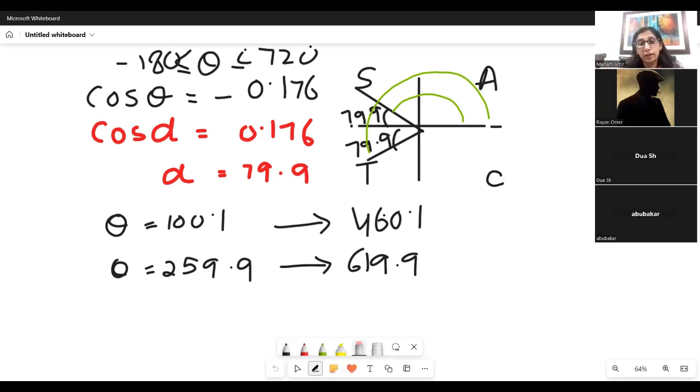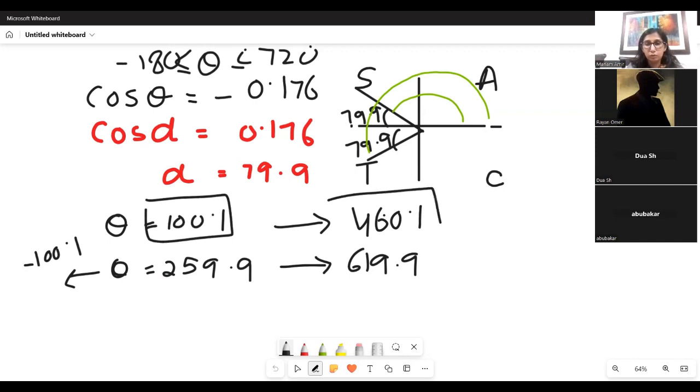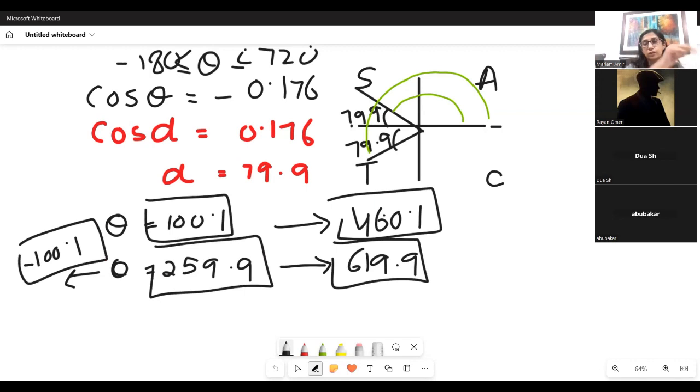Now let's go in the negative side. 100.1 minus 360 is not within the domain. That's negative 259.9, but 259.9 minus 360 would give us an answer: minus 100.4. Yes, from here you do get an answer within the domain. Okay, so our answers are 1, 2, 3, 4, and 5. We have five answers within the given domain.